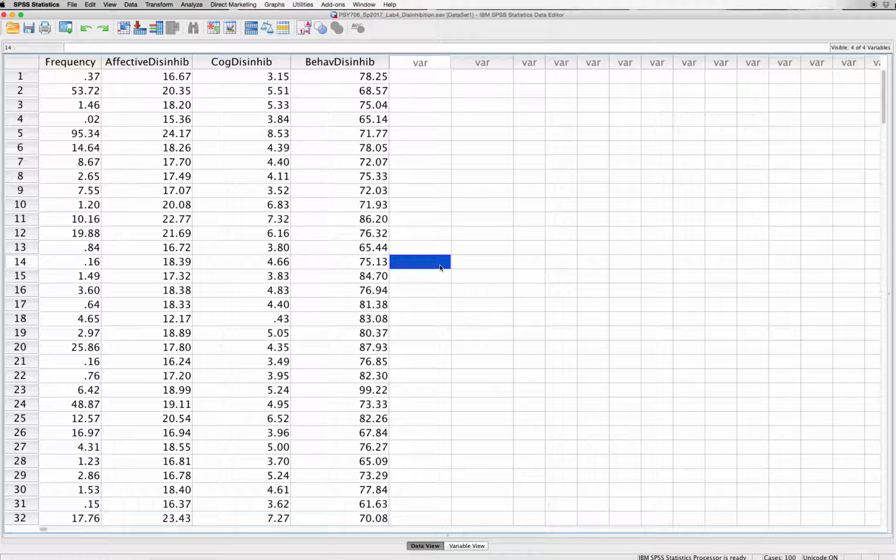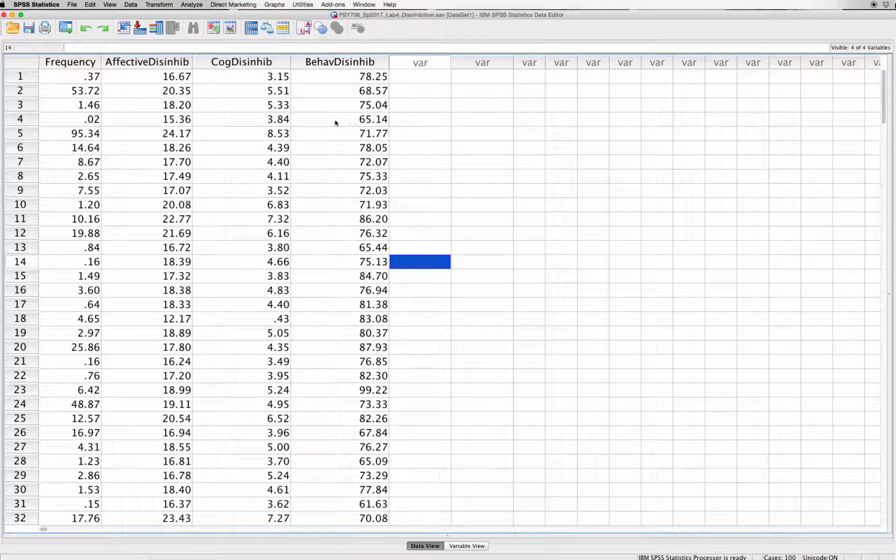We are trying to predict frequency of substance use at the age of 16 using some variables at the age of 10. So we have affective disinhibition, cognitive disinhibition, and behavioral disinhibition measured at age 10, and we are trying to figure out if we are able to predict frequency of substance use at the age of 16. To start off with a very simple example, I'm interested in whether affective disinhibition is predicting frequency, and if yes, to what extent.